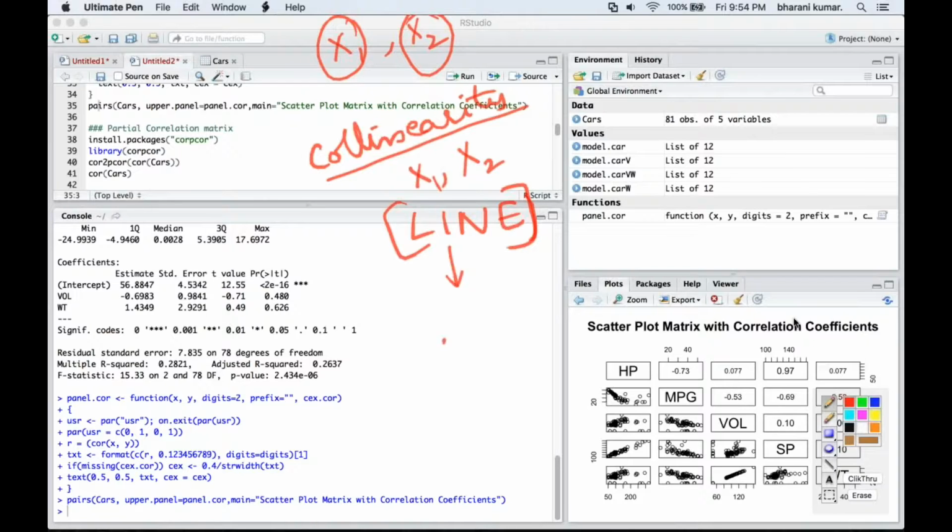Mamta, what is that using the same data? Anyways, you can explain me in detail. I'll move on.